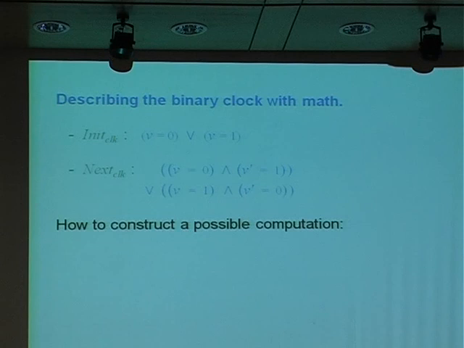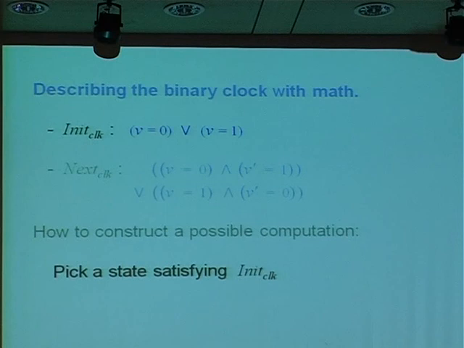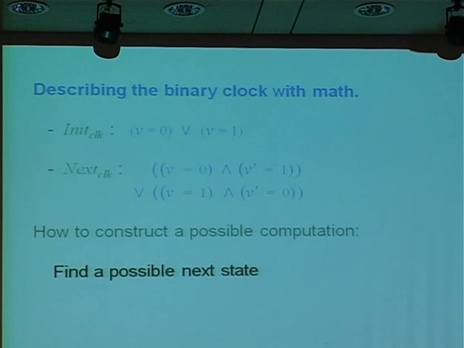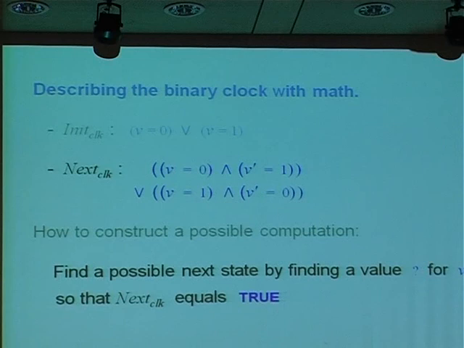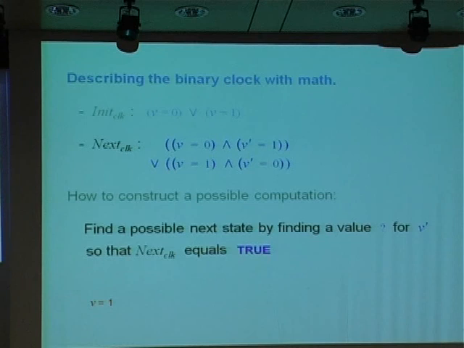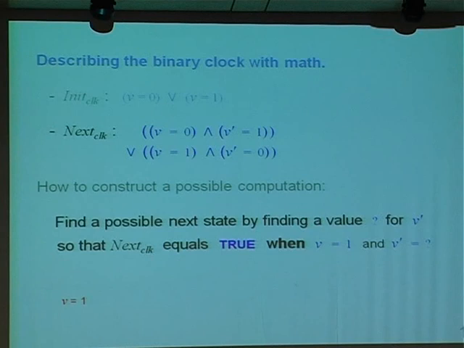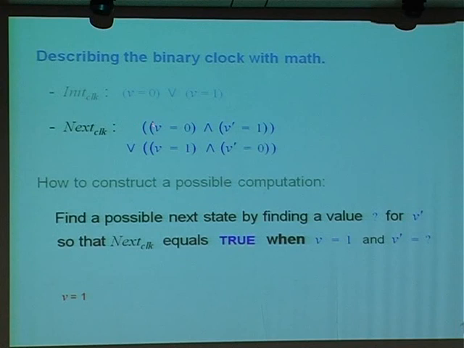Okay, so how do I construct a possible computation? Well, a computation is a sequence of states. For the first state, I pick a state satisfying init sub clock. There are obviously two possible states, V equals 0 or V equals 1. I'll just choose V equals 1, because I just want to display a single behavior. Then I have to find a possible next state. How do I do that? I find some value such that, when I substitute that value for V prime, the next state relation, next of clock, is equal to true when V equals 1 and V prime equals that value. So I'm starting in a state in which V equals 1. To find the next state, I substitute V equals 1 for V in this formula, and then solve for V prime to see what the possible next state is.